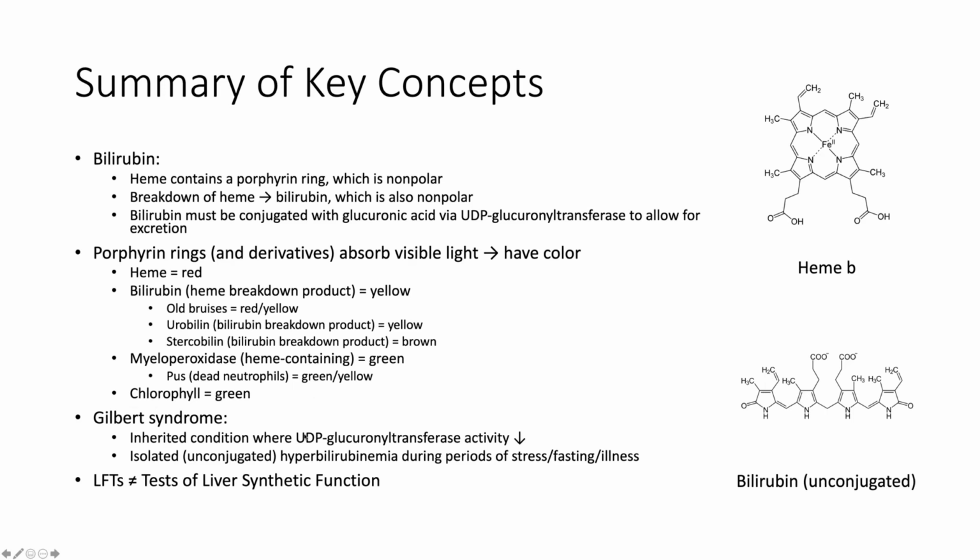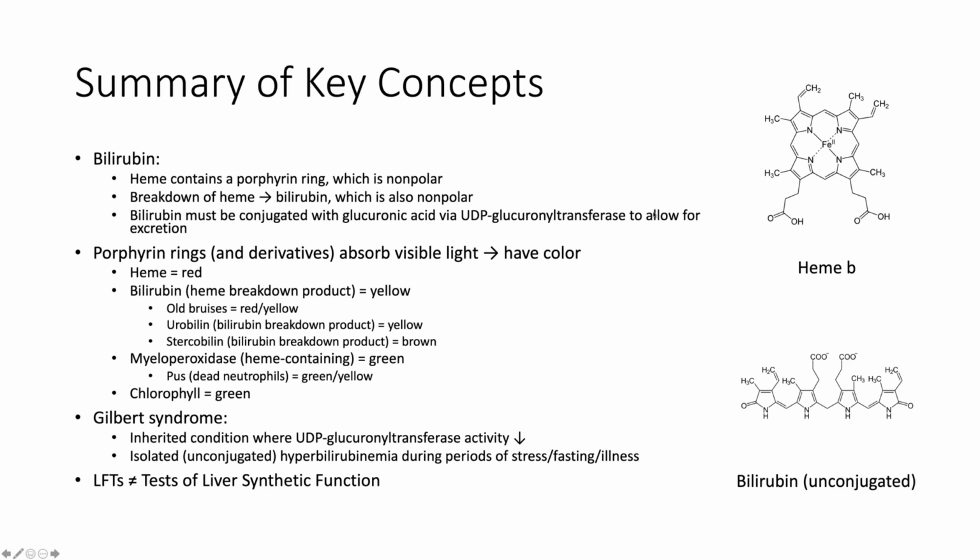As we talked about, a decrease in UDP glucuronidase activity leads to an isolated unconjugated, in other words an indirect, hyperbilirubinemia when you have periods of stress like this guy had. And as a final reminder, we're going to talk about LFTs, but it's basically a misnomer. They are not actual tests of liver function, and we'll talk about why.